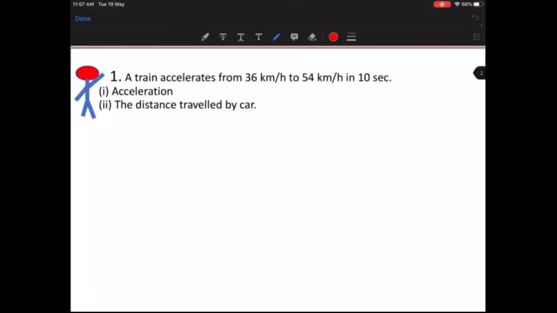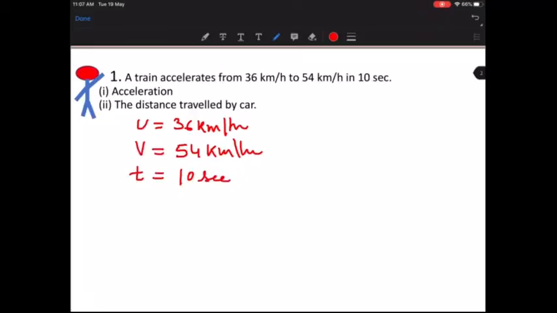We first have a train, and the train accelerates from 36 to 54 kilometers per hour. So we have here the initial velocity, which is 36 kilometers per hour. We also have the final velocity, which is 54 kilometers per hour. Now, we do have the time. The time given is 10 seconds. So first and foremost is to write down the given data.